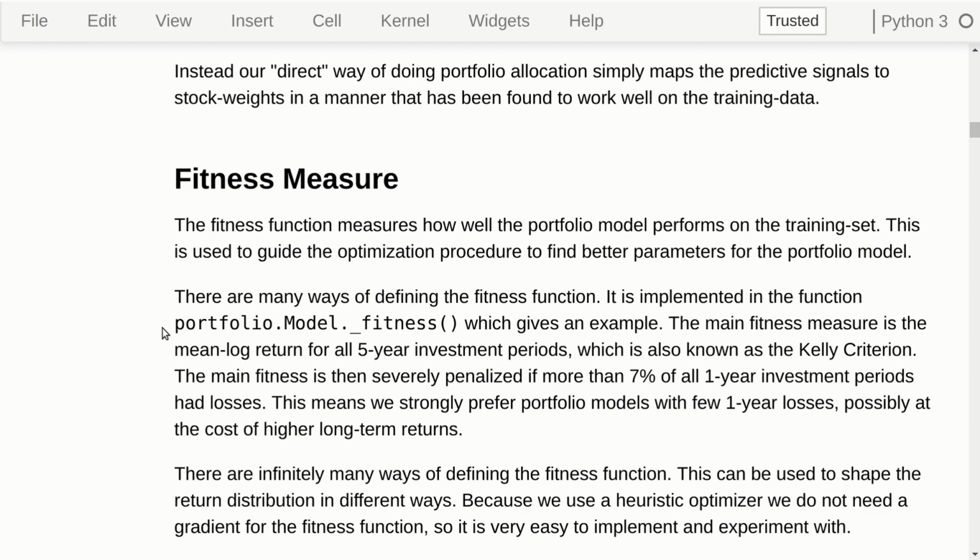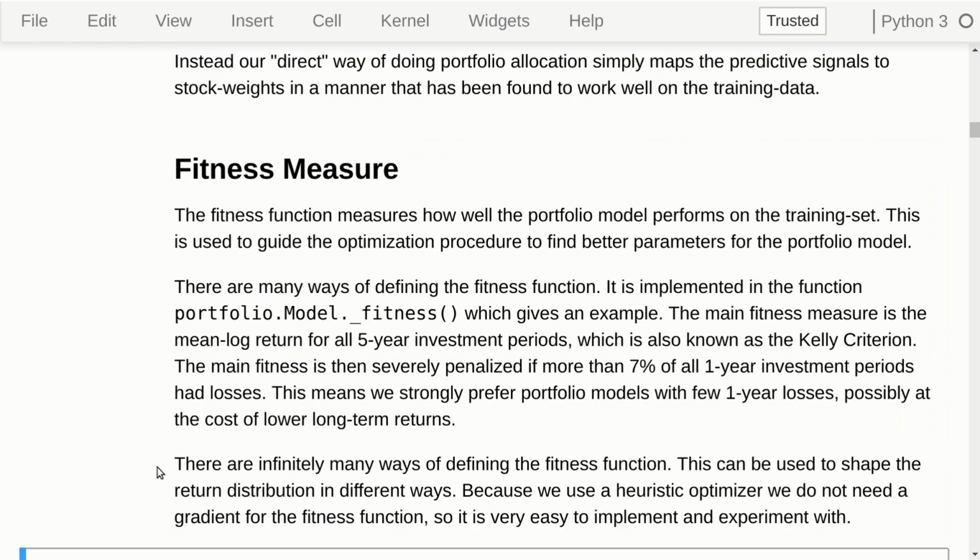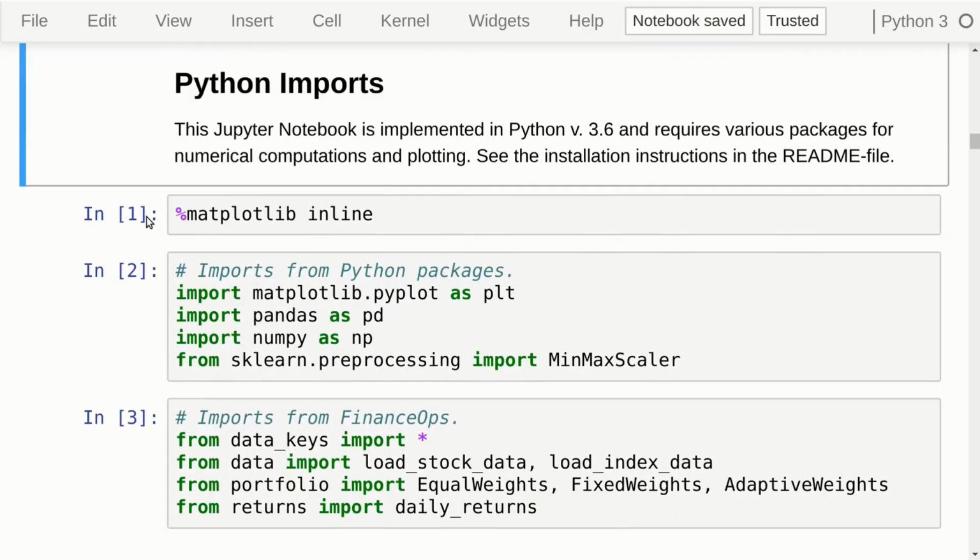So we use a combination of that, and then as an example of how you can penalize the main fitness measure, if more than 7% of all 1-year investment periods had losses, then we severely penalize the fitness measure. This means that we strongly prefer portfolio models and parameters for those models with few 1-year losses, but this possibly comes at a cost of lower long-term returns. Oops, I made a mistake here. And I would encourage you to experiment with this fitness measure because you can maybe shape the return distribution in some interesting ways.